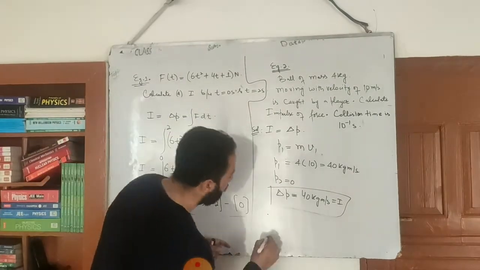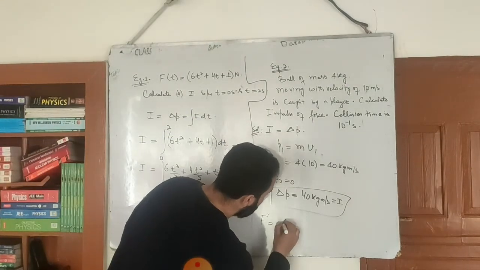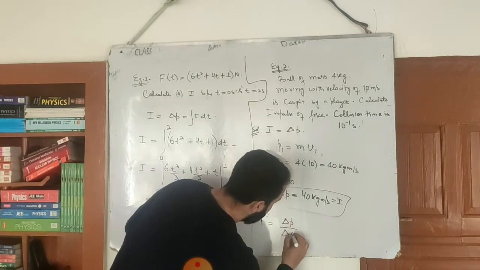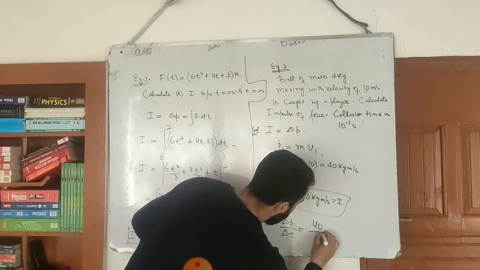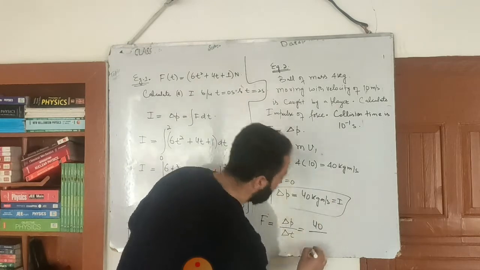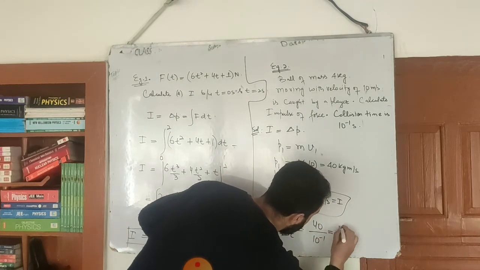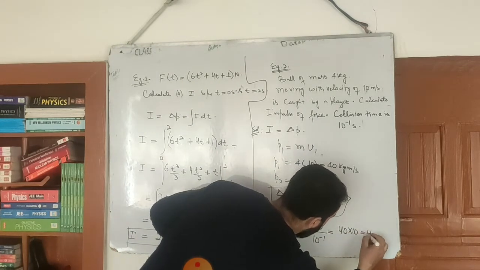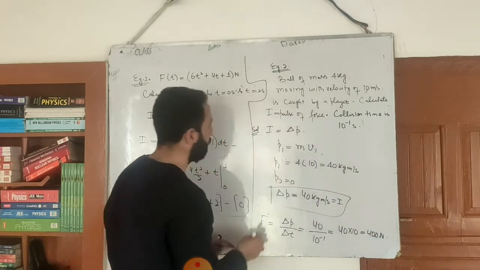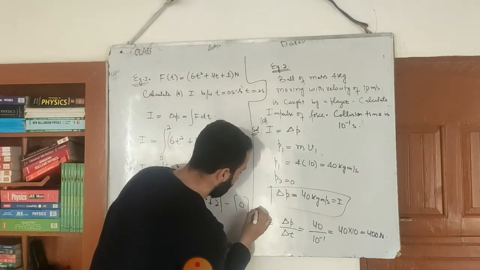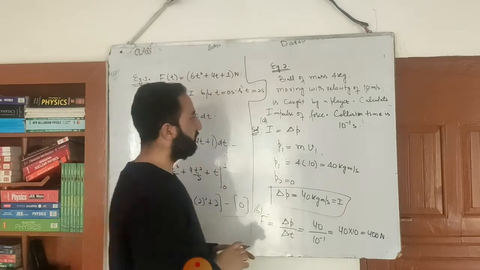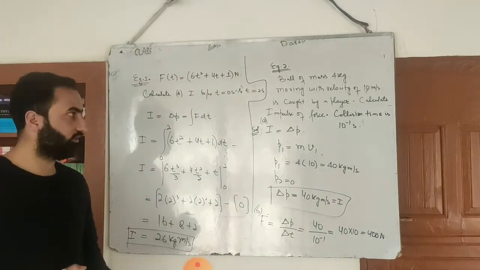You want to calculate force. Force will be equal to what? Delta P divided by delta T. So delta P is 40 divided by delta T. What will we write for delta T, beta? 10 raised to the power minus 1. So it becomes 40 multiplied by 10. That is equal to 400 Newton. This is the force. So here is the A part, here is the B part. Okay. So we can calculate the impulse as well as the force if collision time is given to us.